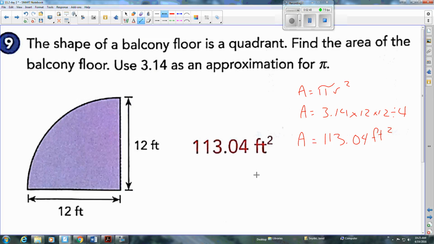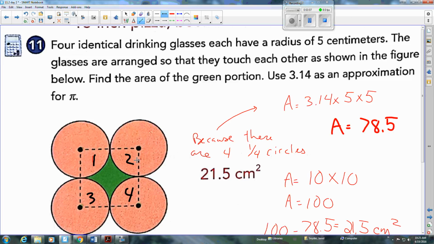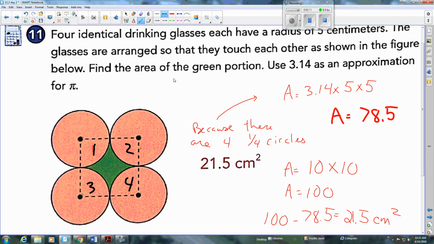The shape of a balcony floor is a quadrant. Find the area of the balcony floor. Use 3.14 as the approximation. So we have pi r squared. Area equals 3.14 times 12 times 12 divided by 4. And the reason why we're dividing by 4 is because it's a quadrant. You get 113.04 feet squared. I like this problem. It was kind of rough, but I liked it.